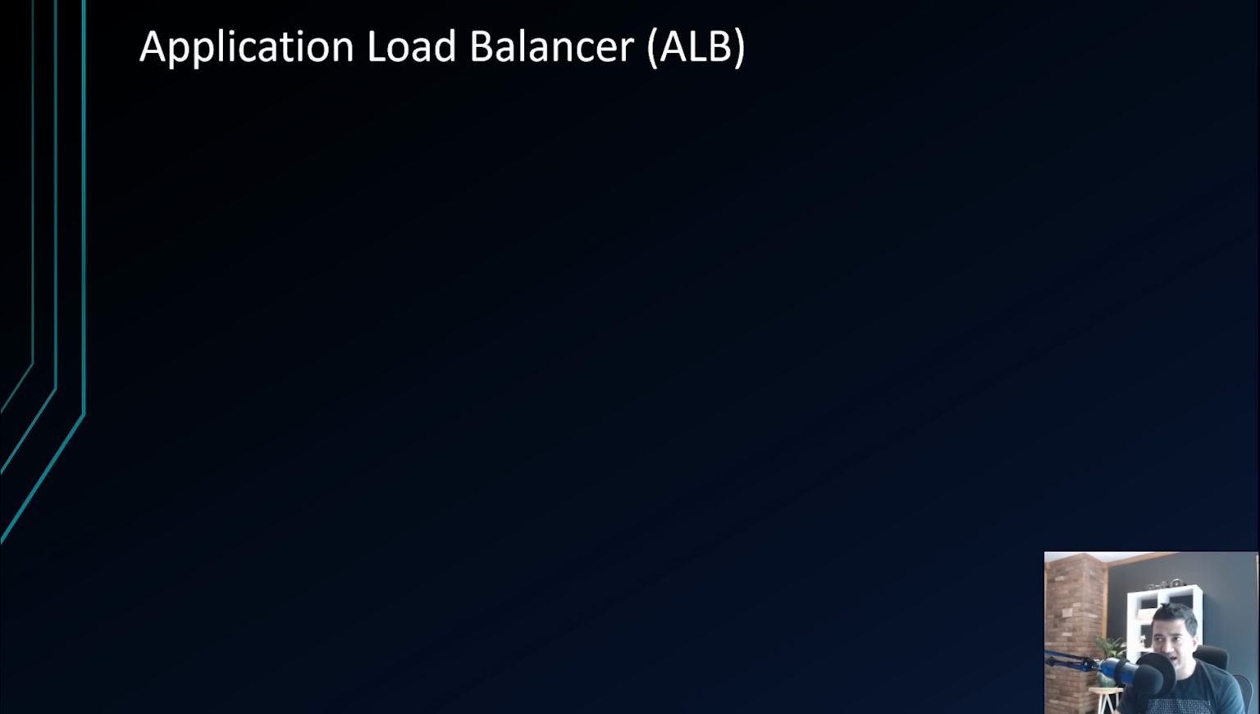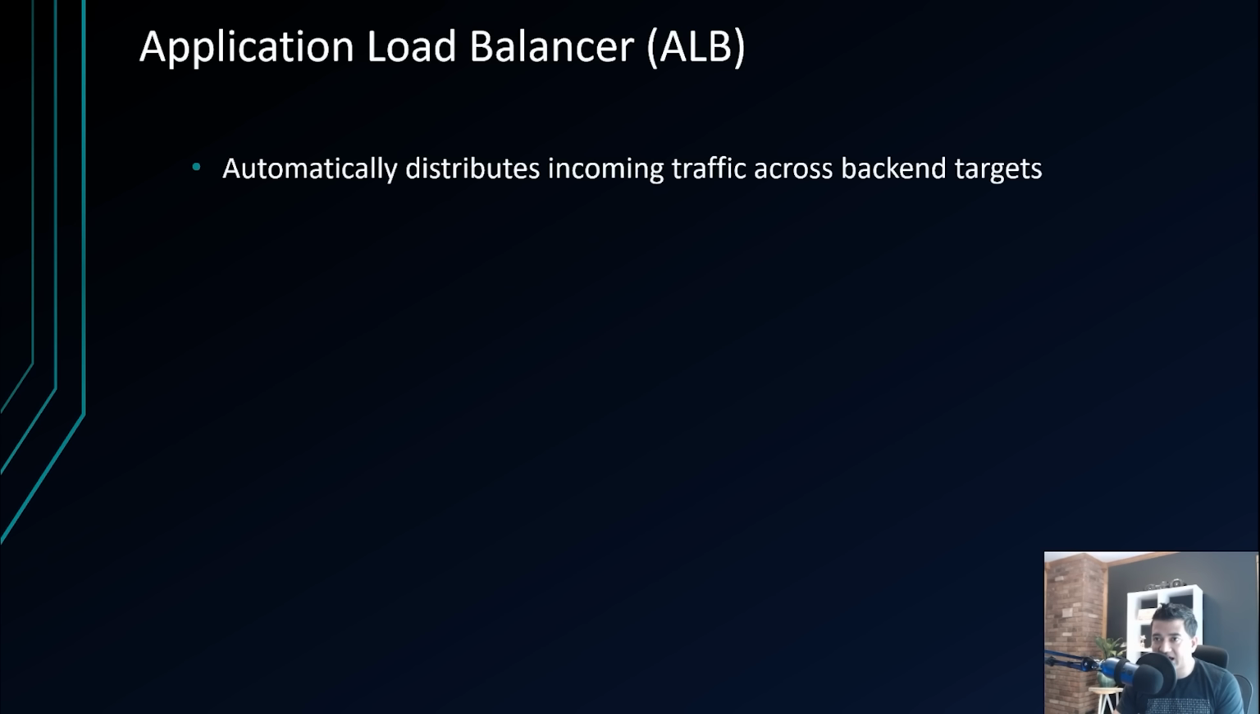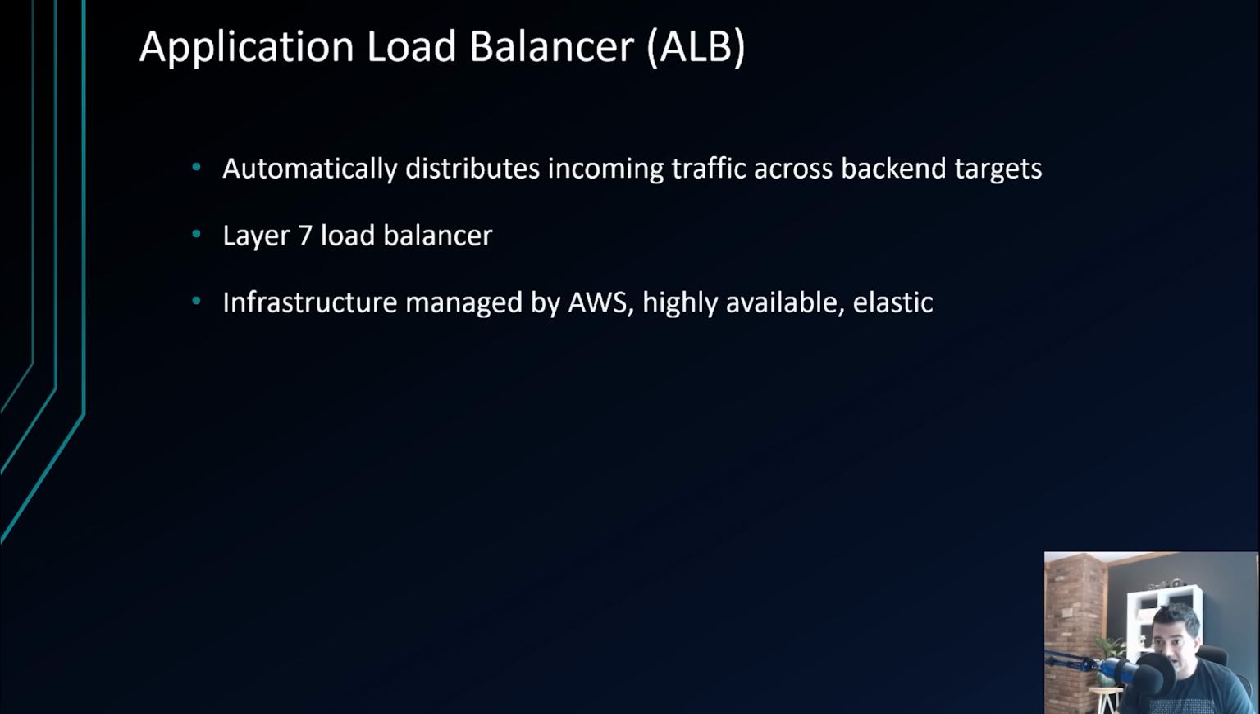So what is Application Load Balancer? It automatically distributes incoming traffic across multiple backend targets. ALB is a layer 7 load balancer, so it works on the application layer. The underlying infrastructure is managed by AWS. The underlying infrastructure is highly available and elastic, so if the traffic goes up, your load balancer should scale up as well to accommodate the increased rate of traffic.